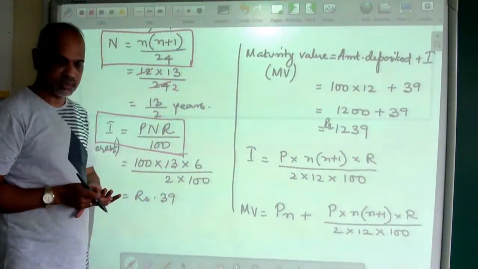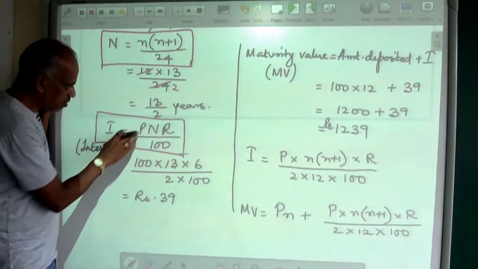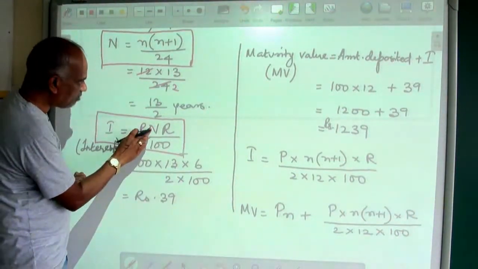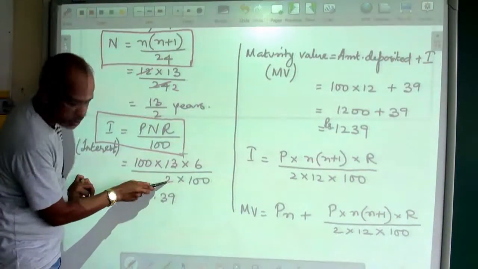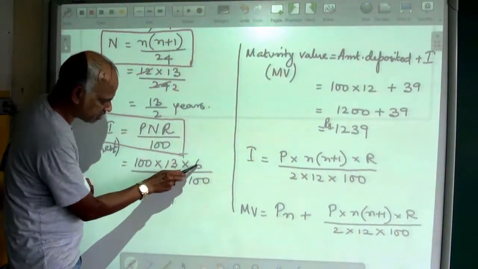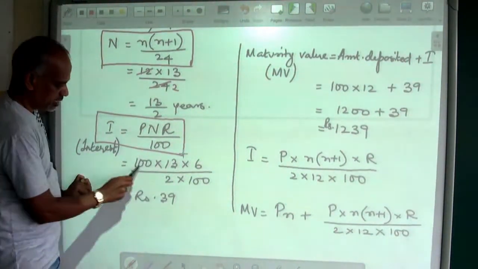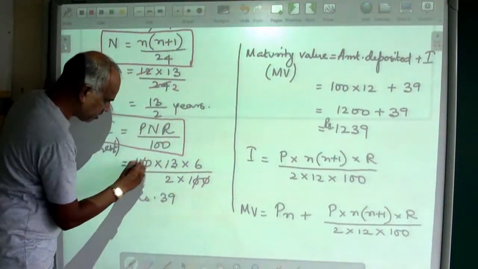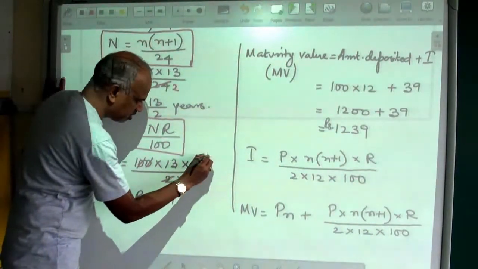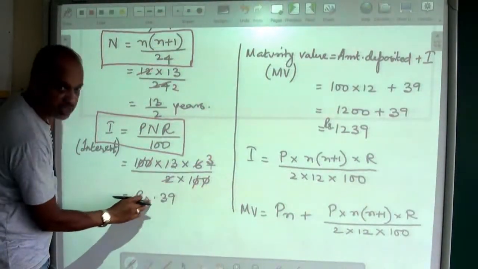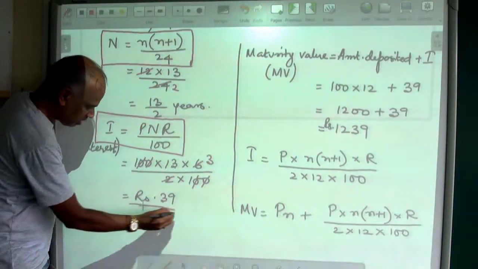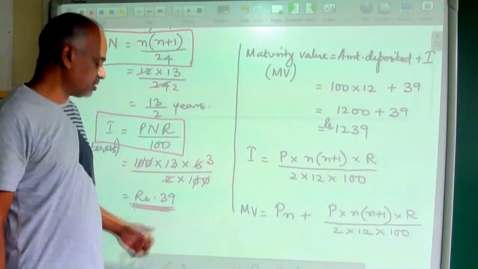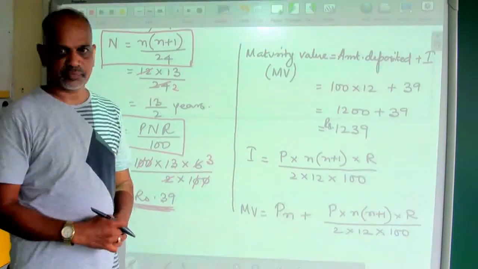Divided by 100. Substitute the values. So I will be the principal monthly installment that you are making, which was 100, into N value, which was 13 by 2, into the rate, which was 6%, that's 6 by 100. If you simplify this, the 2 zeros get cancelled. 2 and 6 goes thrice. 13 into 3 gives you rupees 39. So this is the interest that you will be getting after 1 year.